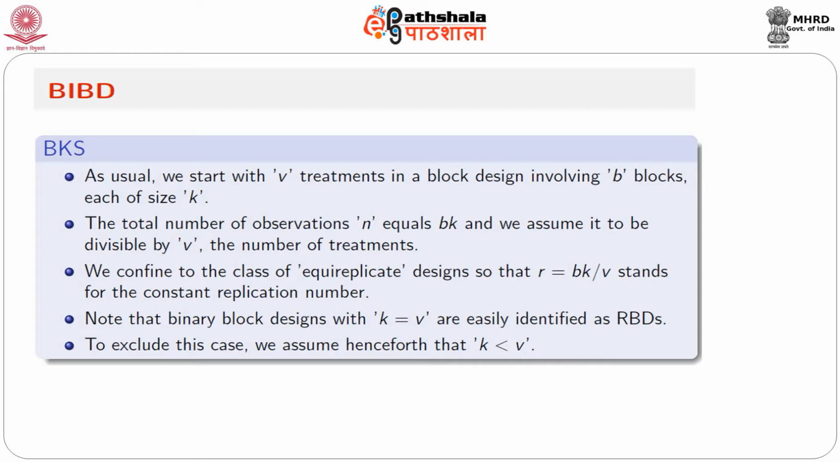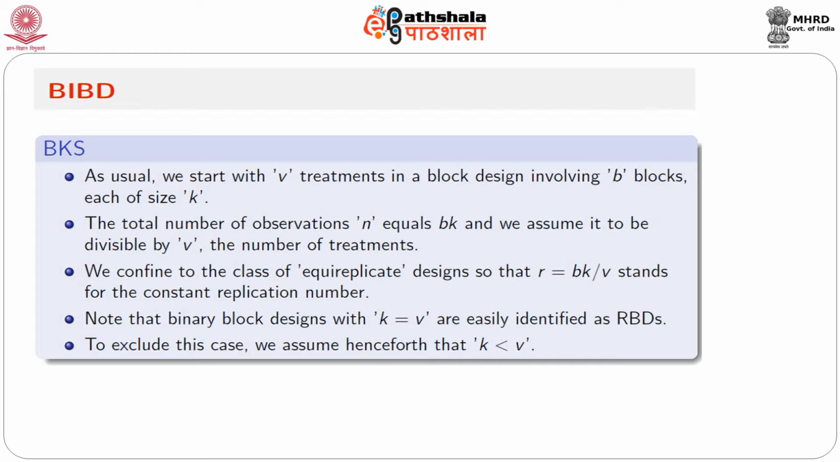Recall that we are in the framework of a constant block size, say k. So, there are B blocks, each of block size k, and then B into k is equal to the total number of experimental observations. If there are V treatments, assume B into k to be divisible by V, and you write Bk equal to V into R, and that is the constant replication of every treatment. And these design parameters are such that there is a connected non-orthogonal block design.